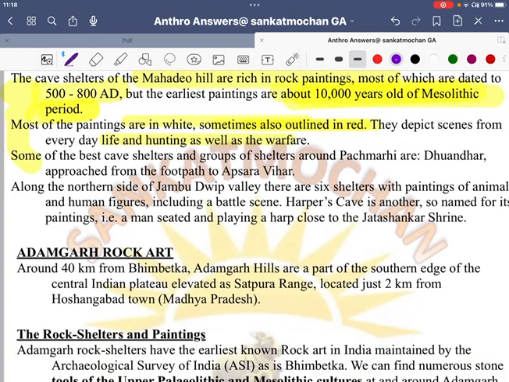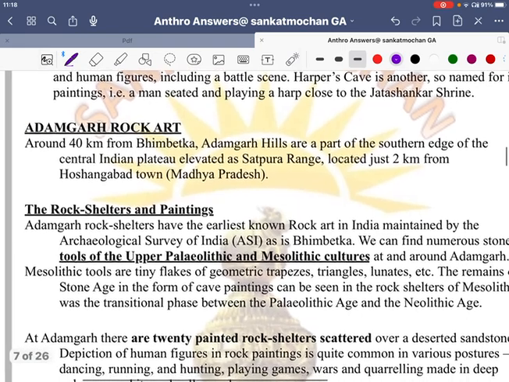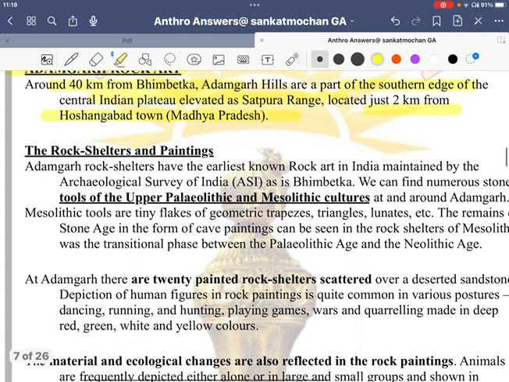So some of the best cave settlements and groups of settlements around Panchmari are Dhurandhar, Dhondhar, approached from the footpath of Apsara Vihar. Fine. Now let's go for Adamgarh rock art. Around 40 km from Bhimbetka, the Adamgarh hills are part of the southern edge of the central Indian plateau, elevated as the Satpura range, located just 2 km from Madhya Pradesh.